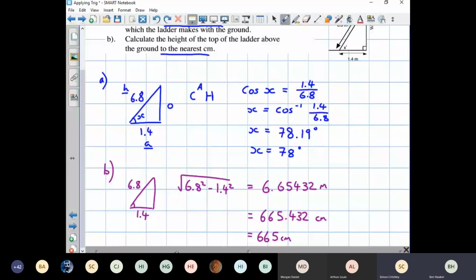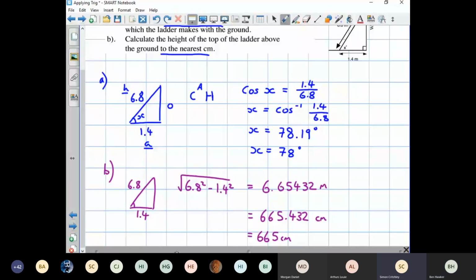6.65 meters would have been fine as well, wouldn't it? 6.65 meters. Would it though? To the nearest centimetre? Well, that is the nearest centimetre, though, isn't it? You've given it to the nearest centimetre. You've left it in meters, but it's still. Yeah, you're right. So either 6.65 meters or 665 centimetres. Both of those would be correct. Okay, I'll take your advice on that one.